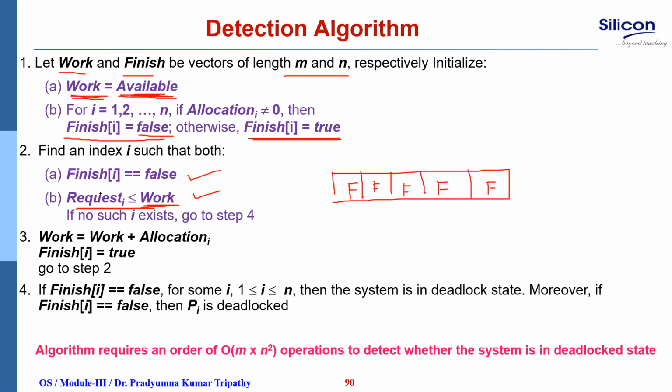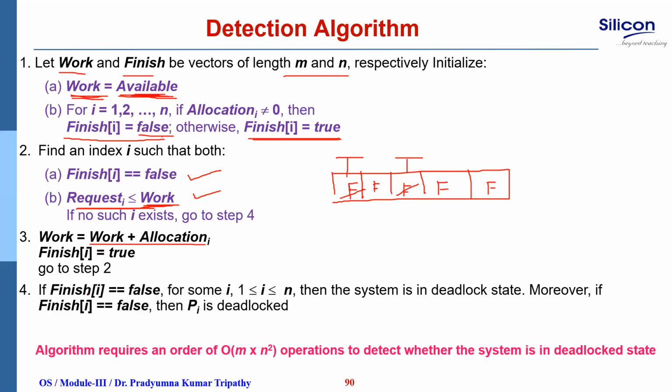In that algorithm, we wrote need. Now you are writing request is less than available. So what we will do is allocate it: available equals available plus allocation. We will allocate it and make it true. Similarly, I'll go on allocating one process at a time and making it true.